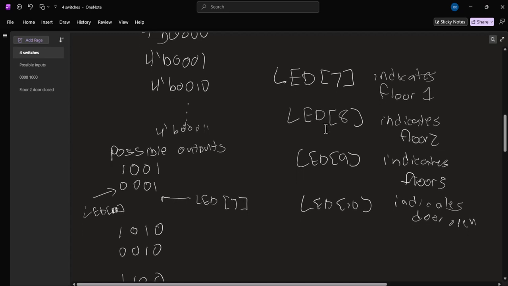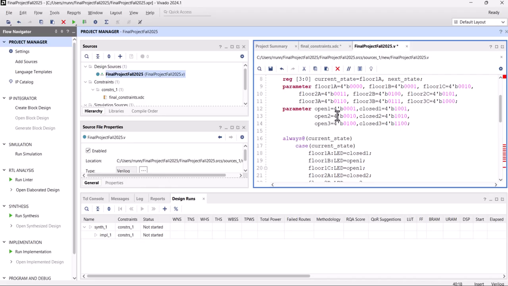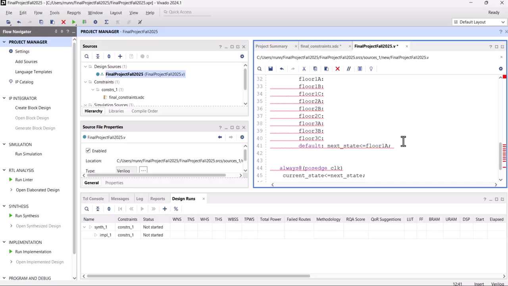It's lit if the door is open and dark if the door is closed. But see, because I did this, I only have to change it here. I don't have to change it anywhere else. Okay. Alright, so floor 1B, we don't have to have another case statement. We can just say next state is floor 1C.